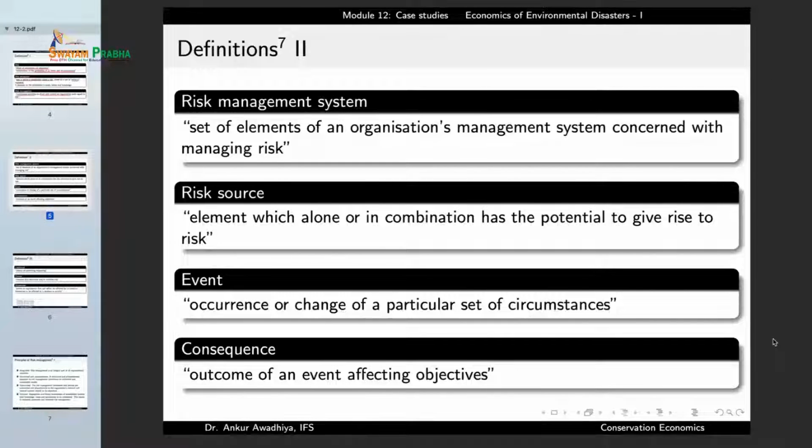Then we have risk source, the element which alone or in combination has the potential to give rise to a risk. For instance, if there is a dam that is made in an area that has been suffering from earthquakes, so this dam is now a source of risk because the dam would hold a very great volume of water which will have a very large amount of mass. Now, this amount of mass will exert a downward force on the tectonic plates that are there in that area. Now, because of that, the earthquake probability might go up.